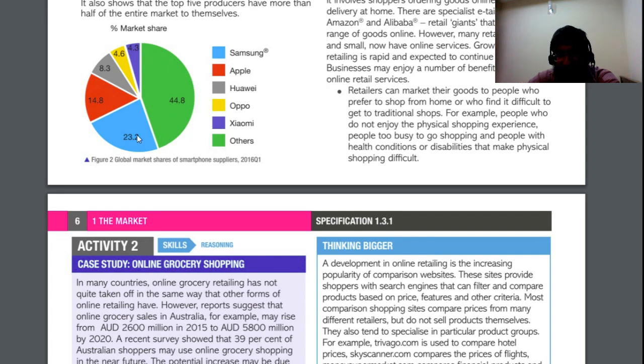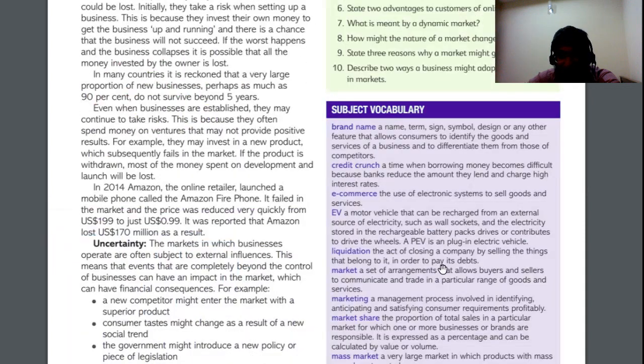If these businesses want to expand their market share, they'll have to see what part of this they can grab, or what part is totally unaccounted for. Who are the people who are not even using mobile phones right now? Maybe we can go and capture that untapped market share. Right. So what else could a business do market research for?